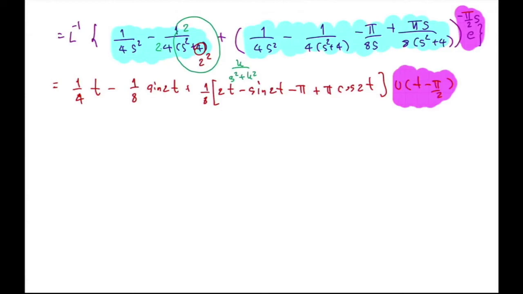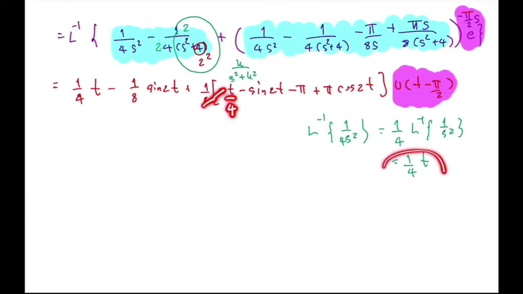Okay, that is the inverse Laplace transform of the unit step function. If you don't remember, go back to the previous video. And for this term, the inverse Laplace transform of 1 over 4s squared, let me write it down here. The inverse Laplace transform of 1 over 4s squared is 1 over 4 times the inverse Laplace transform of 1 over s squared, that is 1 over 4 t. So you get 1 over 4 t.